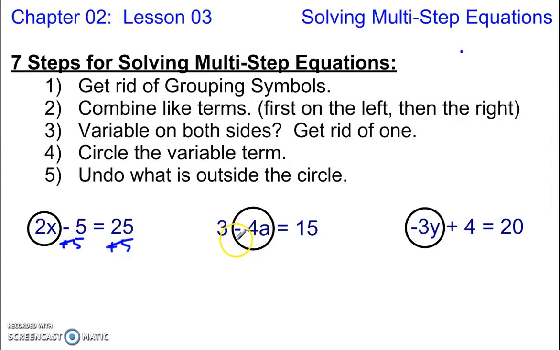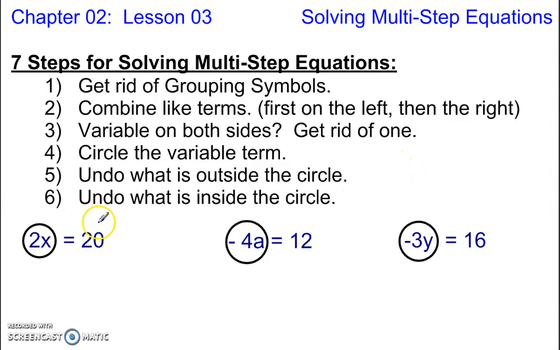Over here, outside the circle, notice we're subtracting 4a, but the 3 is positive. So I'm going to subtract 3. That safety circle helps you also not accidentally add 3 just because there's a minus here. Subtract 3. Same thing over here. This is a negative 3y, but we're going to subtract 4 because the 4 is positive.